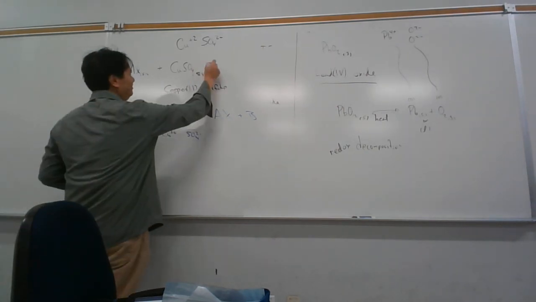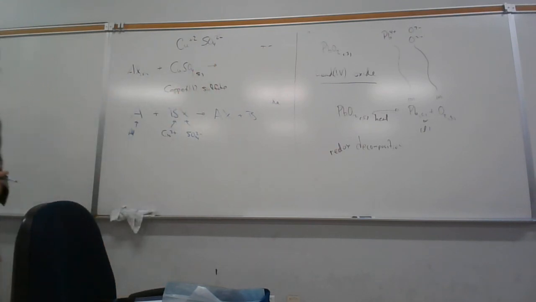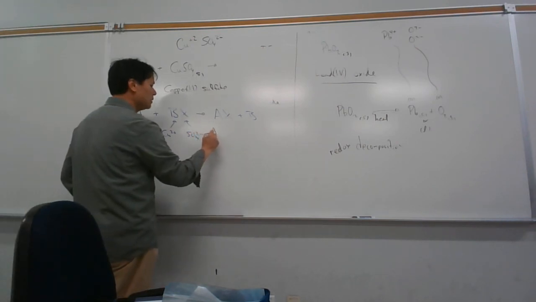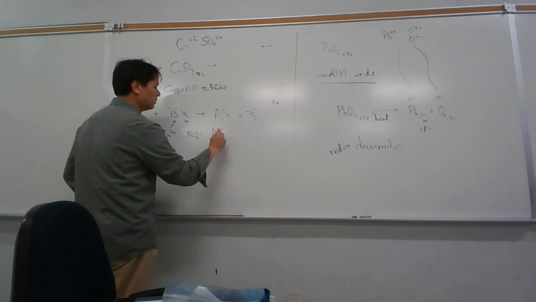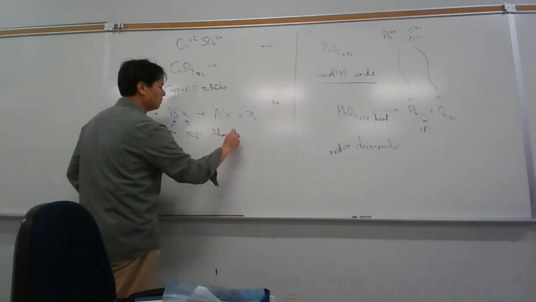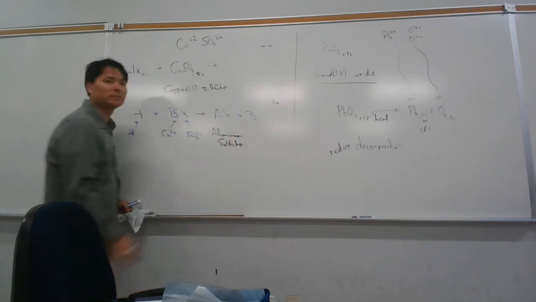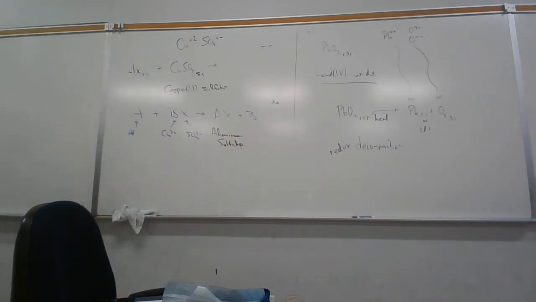So I'm going to form AX. A is aluminum, X is sulfate. So AX is going to be aluminum sulfate. What is the formula for aluminum sulfate? Well, we'll have to figure out the formula for aluminum sulfate.